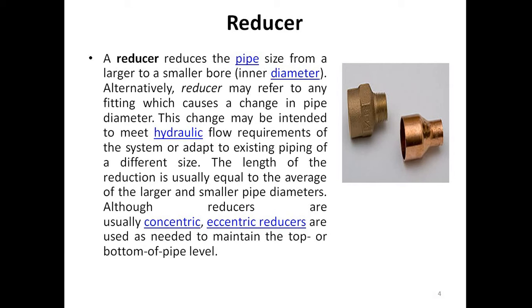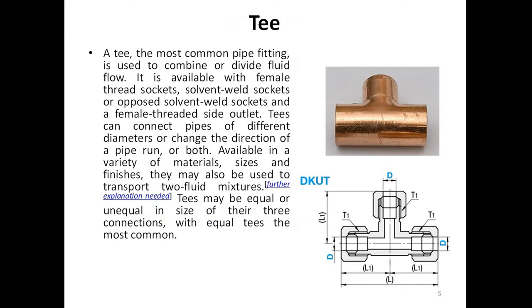Such type of reducer is called an eccentric reducer, used to maintain top or bottom of pipe level. That is, if one pipe, the incoming pipe, is on the top side and one pipe is on the bottom side, then in such a case the eccentric reducer plays an important role.